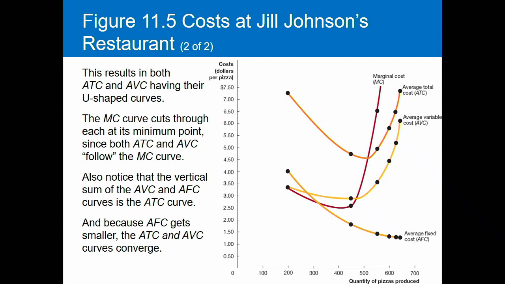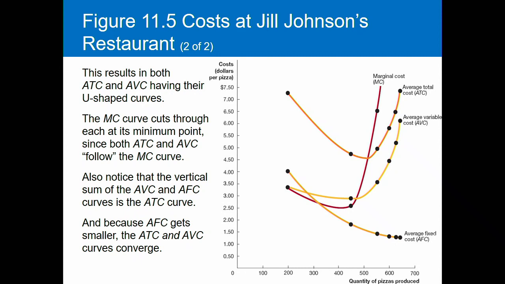The average variable cost curve here. For both the average variable cost and the average total cost, it's going to intersect the marginal cost curve at its lowest point. And this is important to remember.